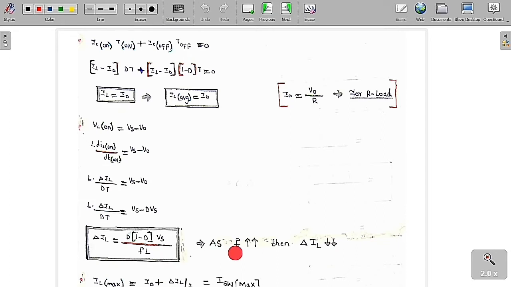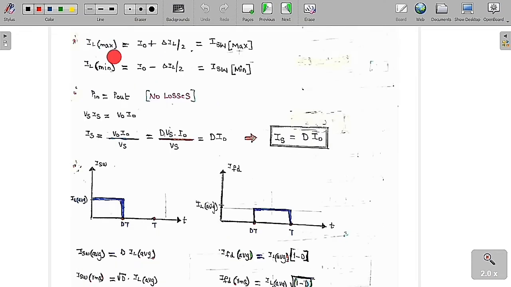You can see clearly, if you increase the frequency, what is going to happen? The denominator is going to increase, so the overall value is going to decrease. As the frequency increases, the ripple current in the inductor is going to decrease.